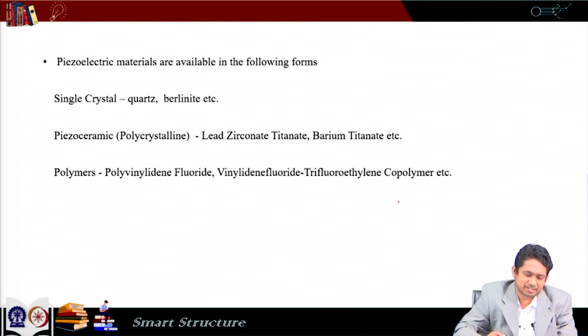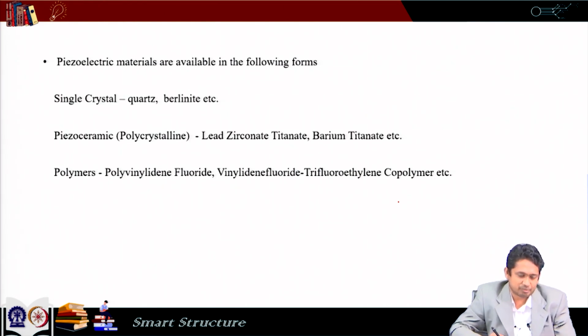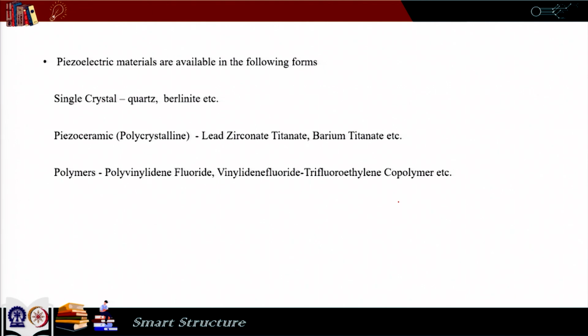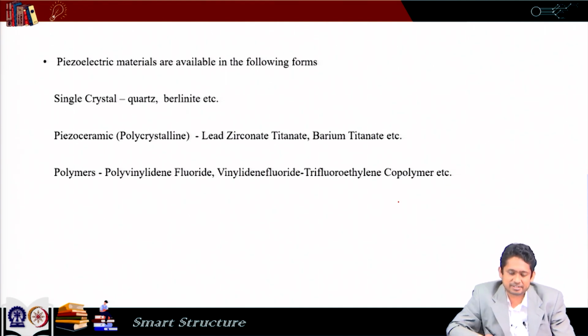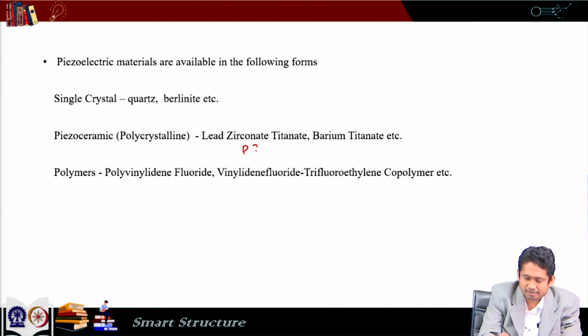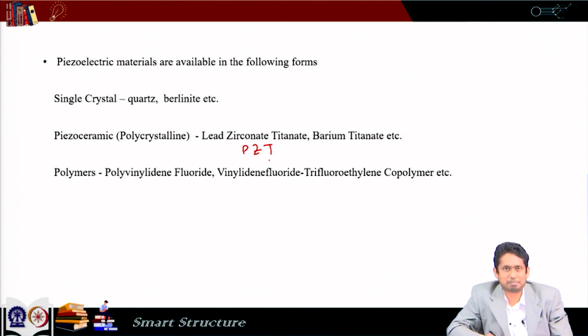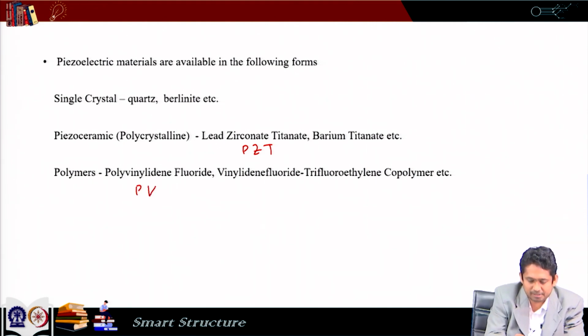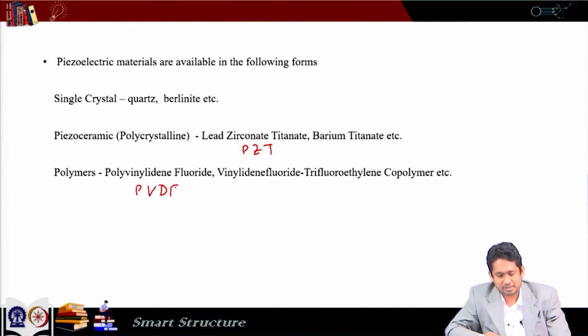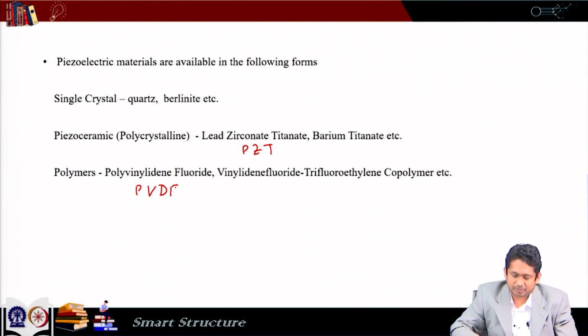Now, piezoelectric materials are available in various forms. We have seen that piezoelectricity is there in single crystals like quartz, berlinite and so on, and there are piezoceramics which are polycrystalline in nature. Examples are lead zirconate titanate, PZT. PZT is the most commonly used piezoceramic, along with barium titanate and so on, and there are polymers also, polyvinylidene difluoride, PVDF, and other polymers.